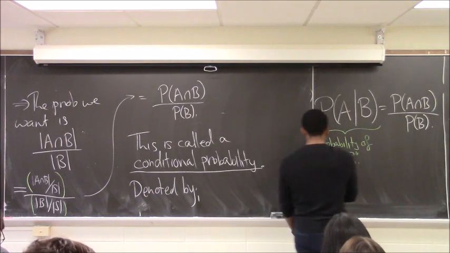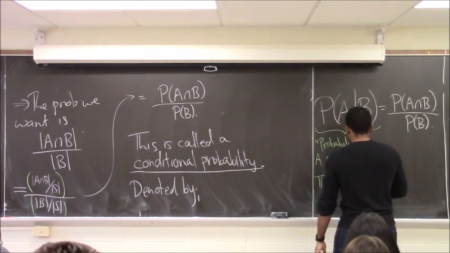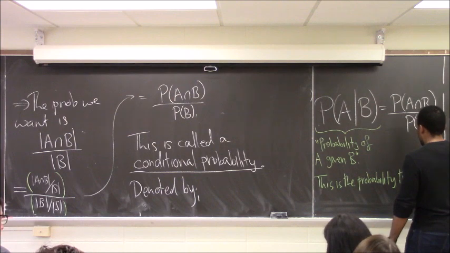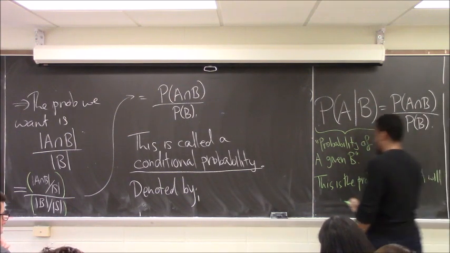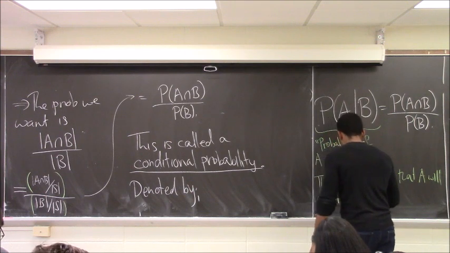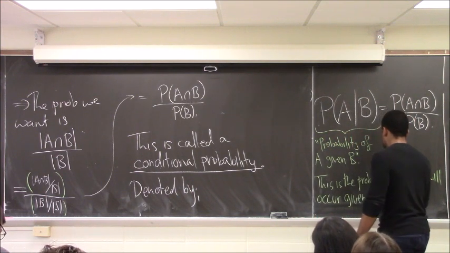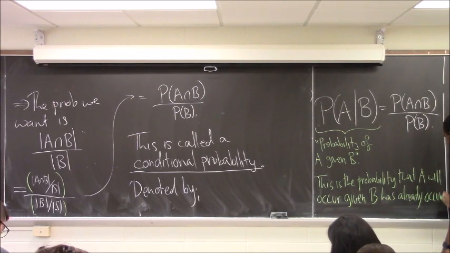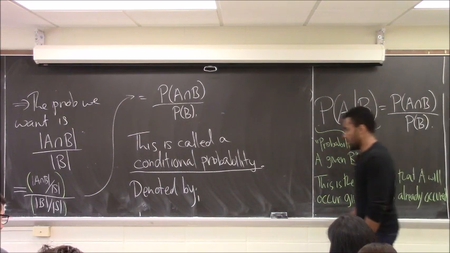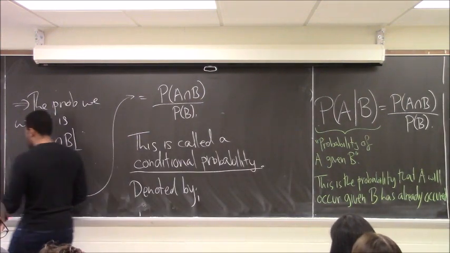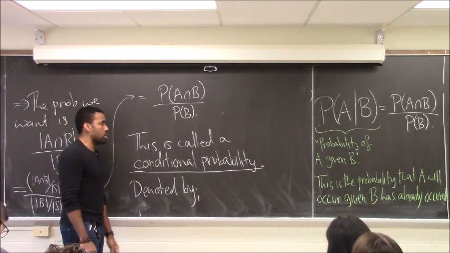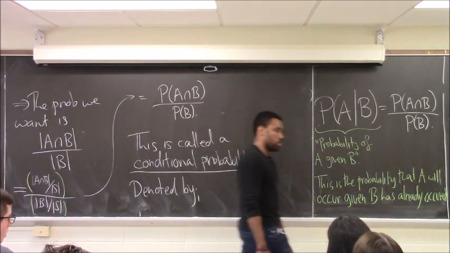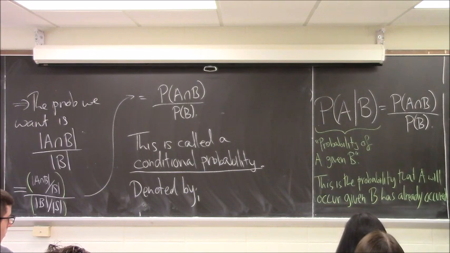Okay, so what that is, this is the probability that A will occur given that B has already occurred. So this means you're looking for a probability under the assumption that some previous condition has been fulfilled. This is called a conditional probability, and they are very important.